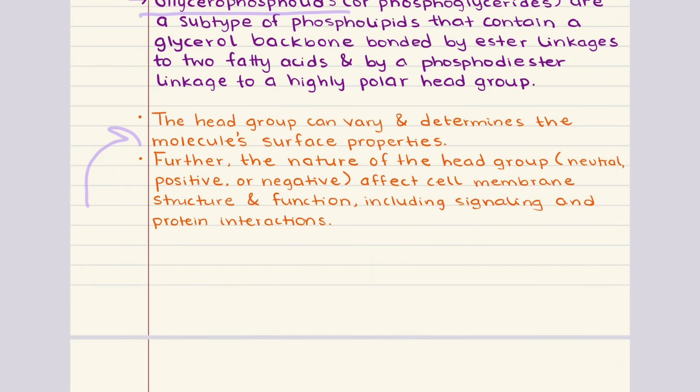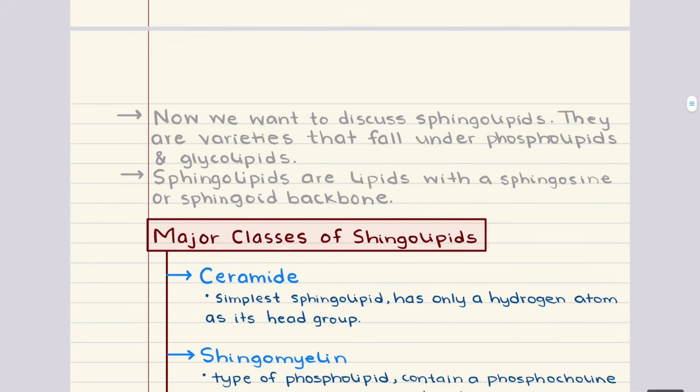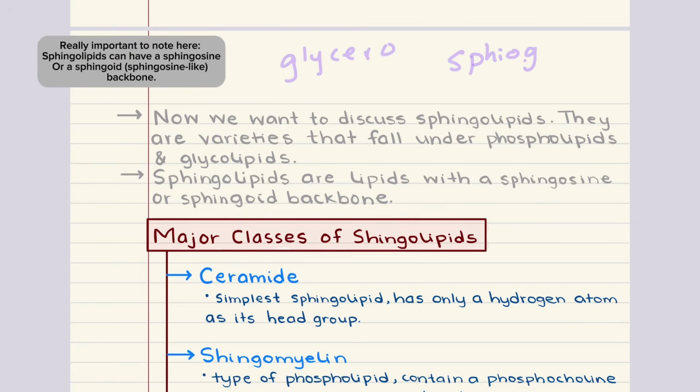Some phospholipids use a different kind of backbone called sphingosine, and these are called sphingophospholipids. Just like glycerophospholipids, they have a phosphate-containing head group, and they serve structural roles in membranes. So both glycerophospholipids and sphingophospholipids fall under the broad category of phospholipids. They just differ in their backbone.